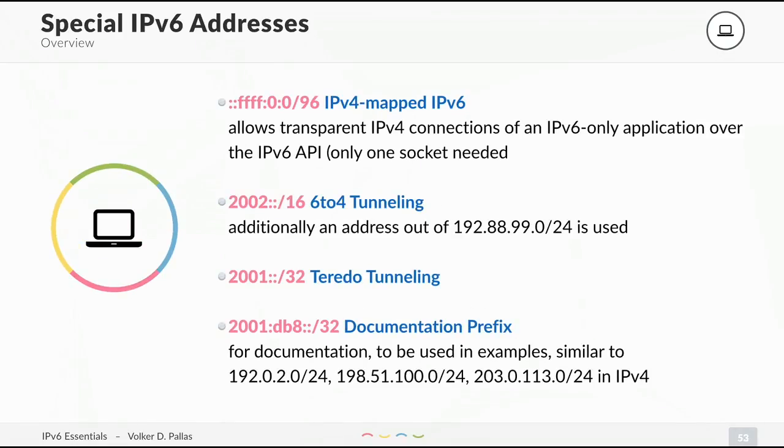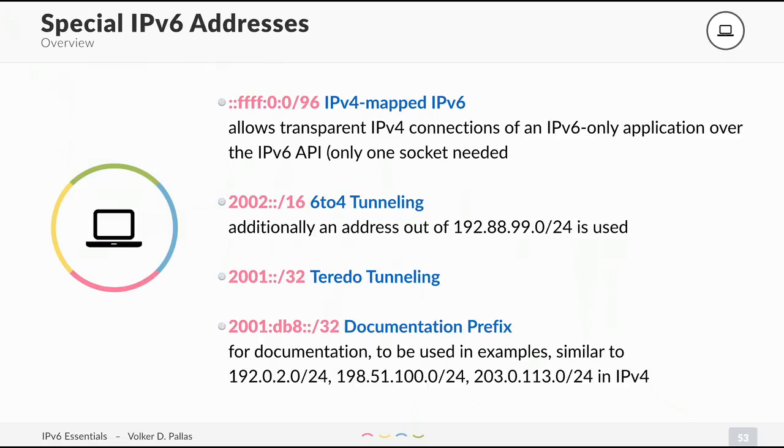We also have different scopes for different types of addresses, like the IPv4 mapped IPv6 address, which allows IPv4 connections of an IPv6 only connection over its own API. So you only need one socket. The thing is, the application maybe only supports IPv6, but the server that it's connecting to only supports IPv4. Then this notation can be used. So the IPv6 stack of the host can be used without the need for any IPv4 connection in the application.